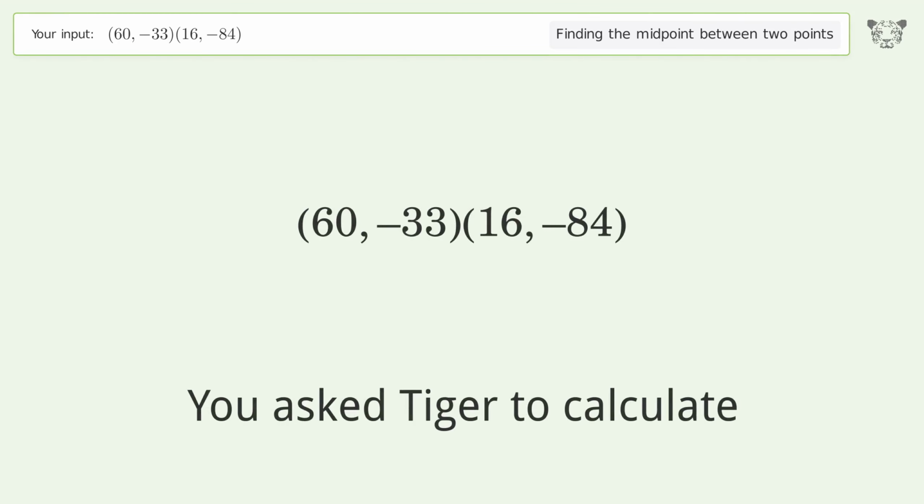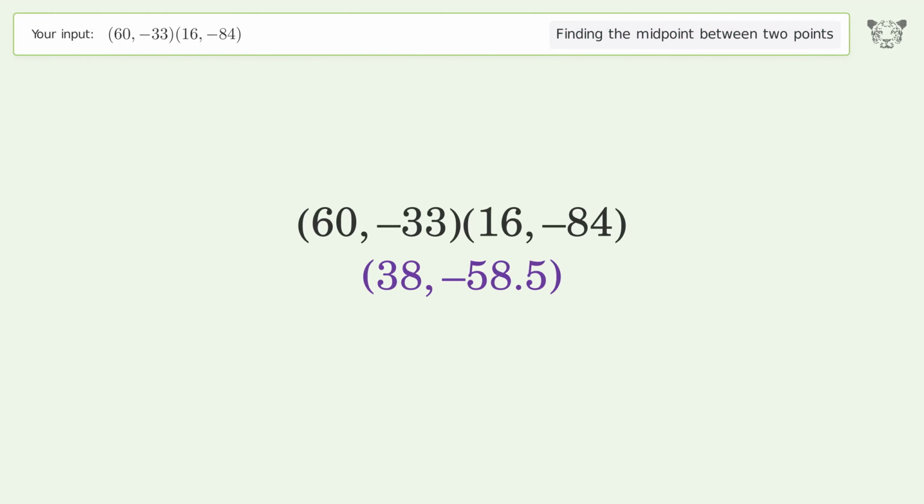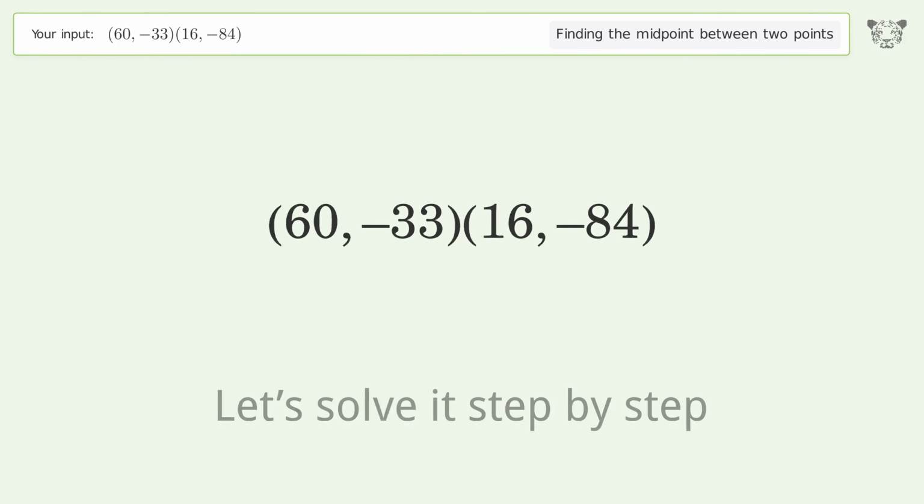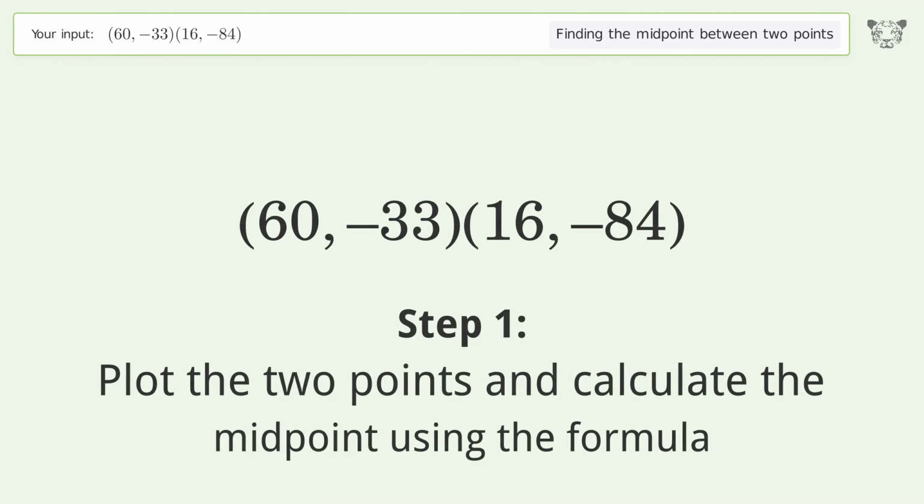You ask Tiger to calculate. This deals with finding the midpoint between 2 points. The midpoint between the 2 points is 38, negative 58.5. Let's solve it step by step. Plot the 2 points and calculate the midpoint using the formula.